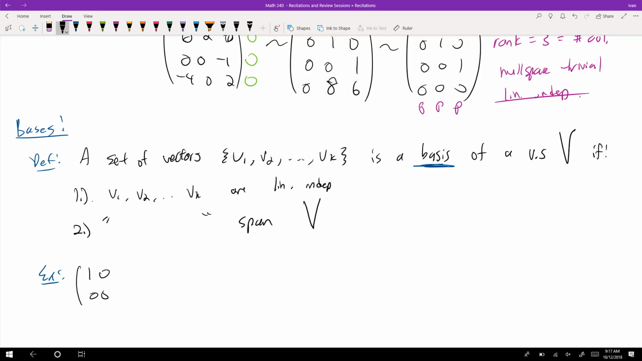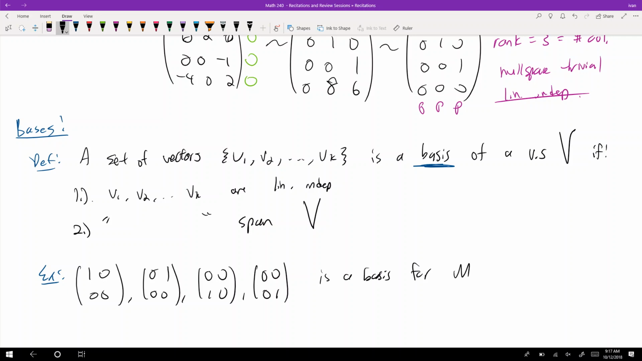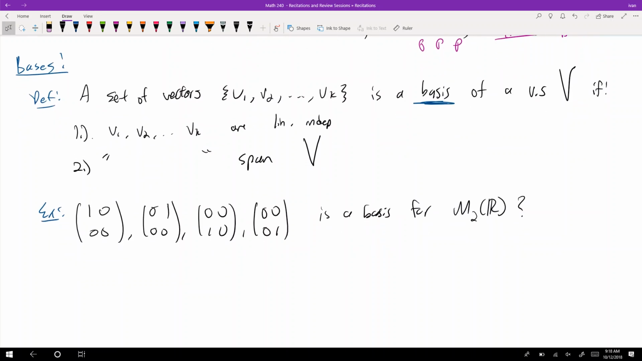The matrices 1 0 0 0, 0 1 0 0, 0 0 1 0, and 0 0 0 1 form a basis for M2R. Okay, that's really not phrased as a question, but whatever. We need to see if these four matrices form a basis for M2R. And so by the definition of bases, we need to check two conditions. The first condition is linear independence.